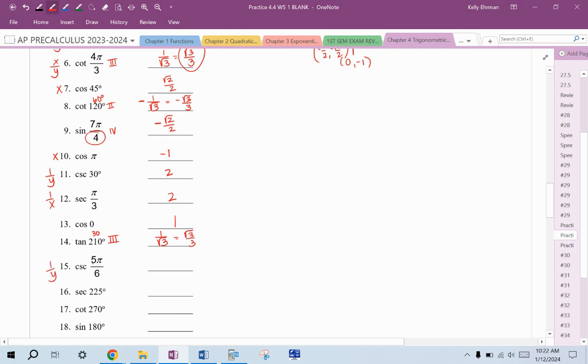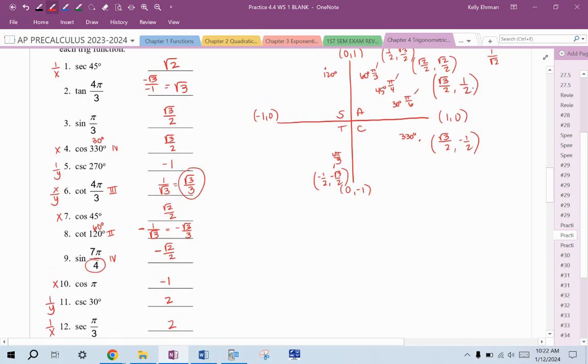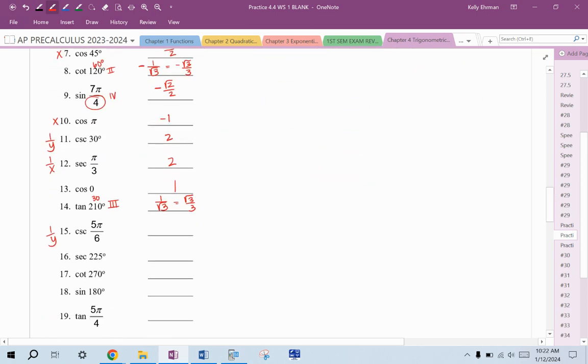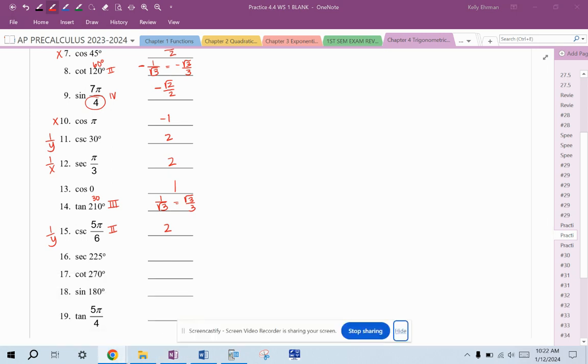Cosecant of 5 pi over 6. Think about sine of pi over 6. Sine of pi over 6 is 1/2. So flip that, 2. Where is 5 pi over 6? Quadrant 2. Sine positive or negative in quadrant 2? Positive. All right, I'm going to stop there because I'm going to get cut off by the bell, but I'll finish this in the next video.